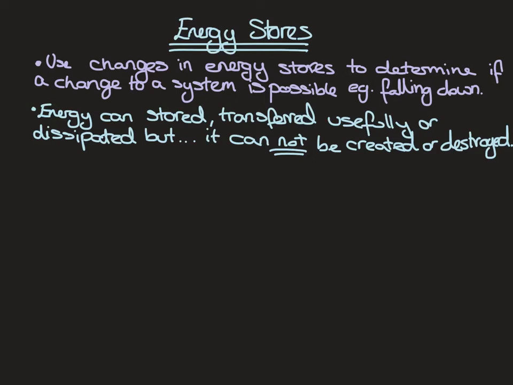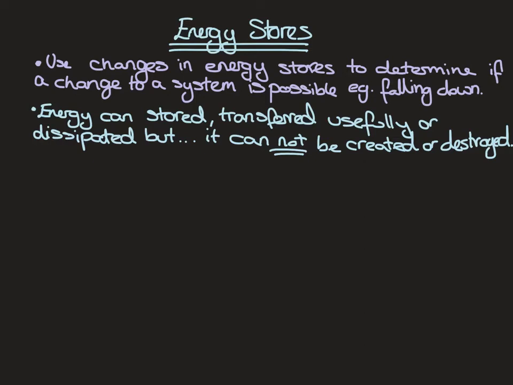Now we're going to move on to the second aim of the tutorial video, which was discussing and describing energy stores. So let's remind ourselves of a couple of key points before we talk about this further. So what we want to be able to do is use changes in the energy in different stores to determine if a change to a system is possible. So for example, if you want to know whether something can fall down, you need to know whether you've got enough energy in your gravitational potential store of energy. So the energy stores tell us whether something is possible, whether a change to the system is possible.